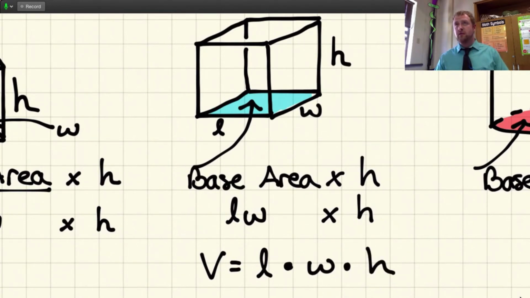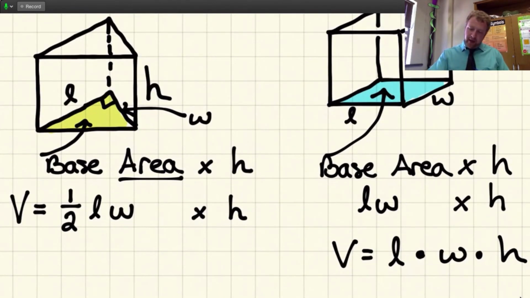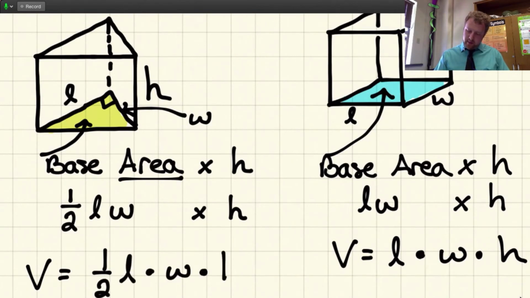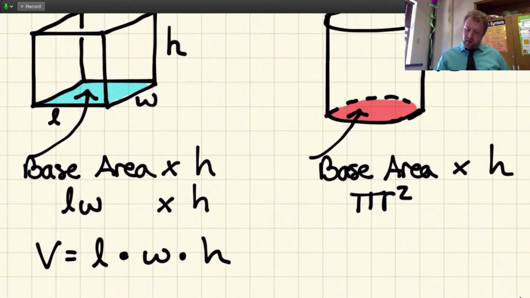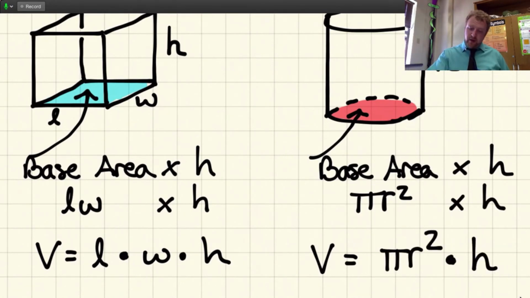That's by far the easiest one. You're just measuring the three sides. Over here, it's a little bit more complicated because you have that triangular base. So volume equals 1/2 the length times the width times the height. Now the base area on a cylinder is, as Savannah had said, pi r squared. And then you multiply that by height. So the volume is going to be pi r squared times height.